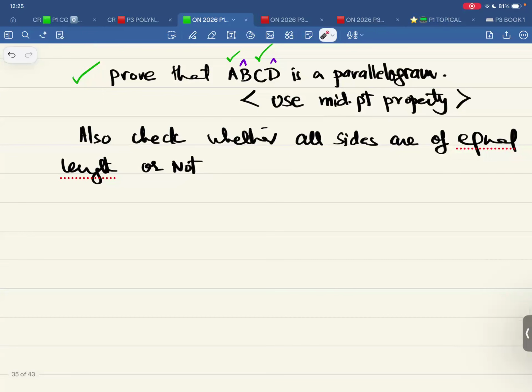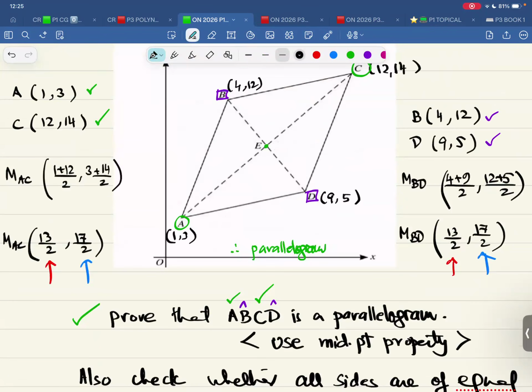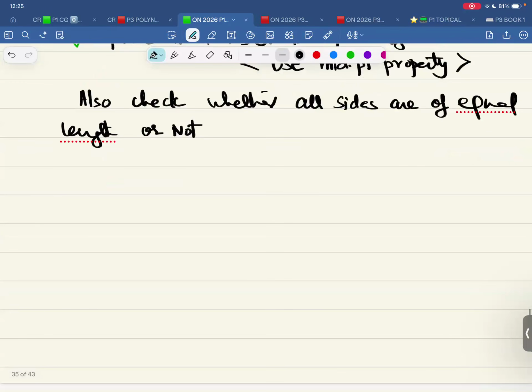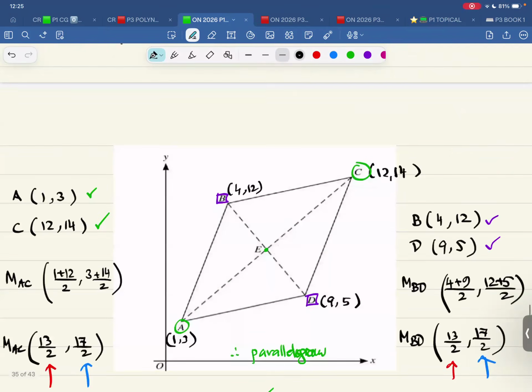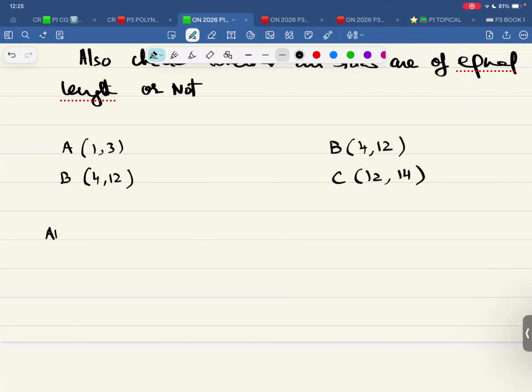Check whether all sides are of equal length or not. So let me check the length of adjacent sides. Let me choose A and B: A is 1, 3, B is 4, 12, and let me pick C, 12, 14. Yes, it's a parallelogram, but what kind of parallelogram? The magnitude of AB is the square root of 1 minus 4 whole square plus 3 minus 12 whole square. Negative 3 square is 9, and negative 9 square is 81. That is square root of 90 units.